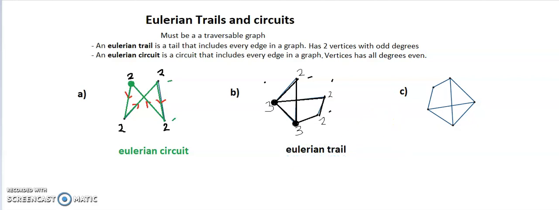Now let's look at our last question here. Straight away I can see that when I'm looking at my degrees, I've got more than 2 of my vertices that are odd. Because of this, I know that it is not a traversable graph, which therefore cannot have a trail and cannot have a circuit.